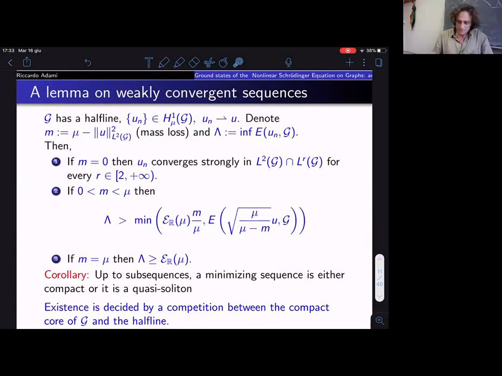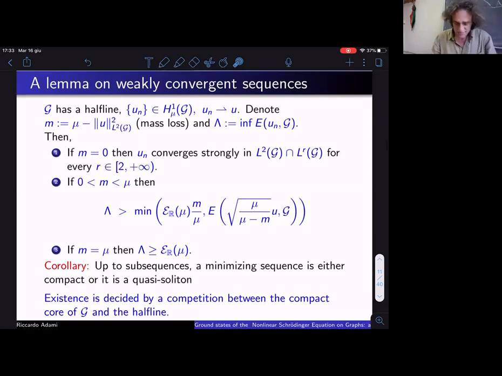And now we go to a lemma, to some true mathematics. So this is a general lemma on weakly convergent sequences, okay? We consider a graph having a half line and a sequence u_n at fixed mass mu that weakly converges.